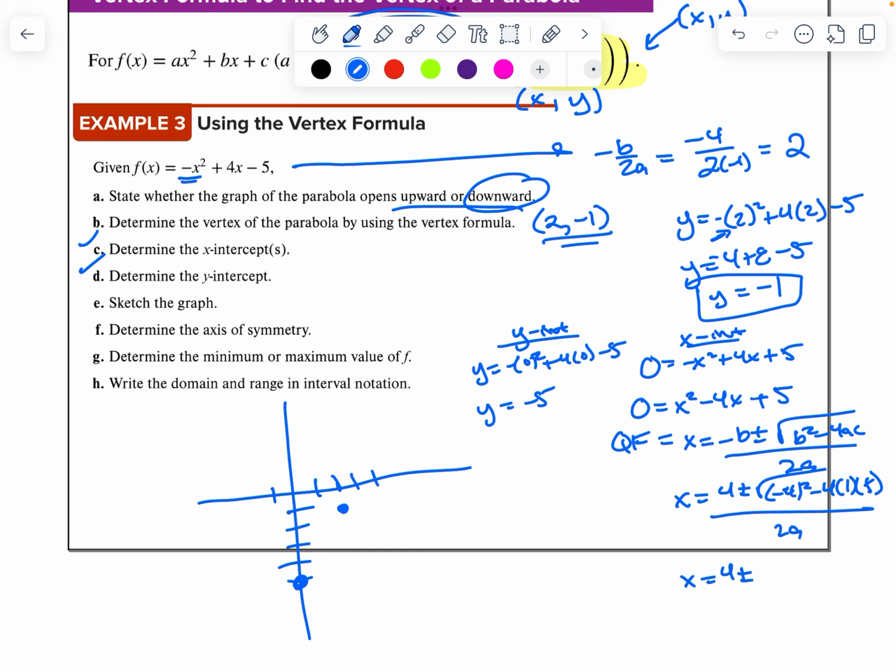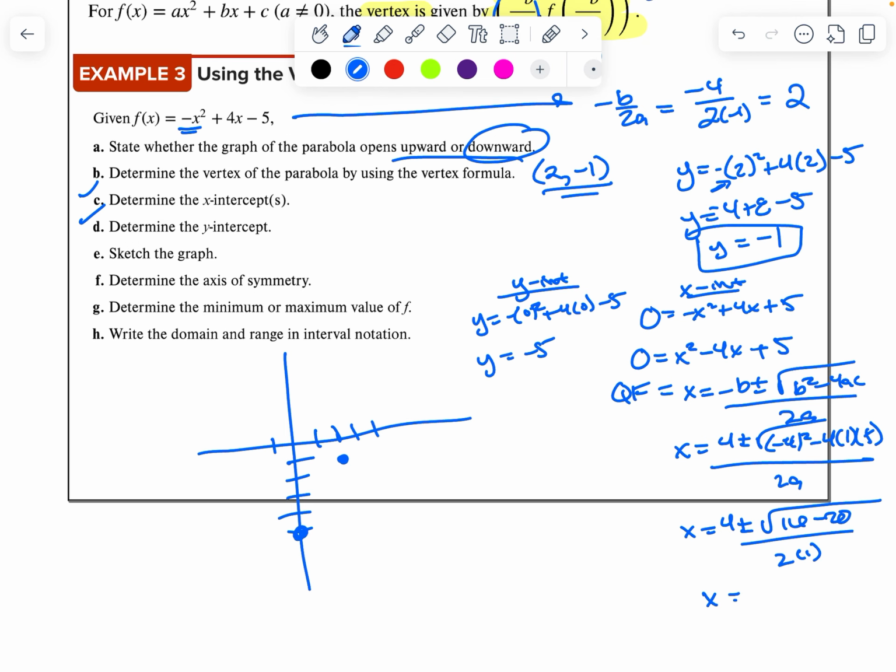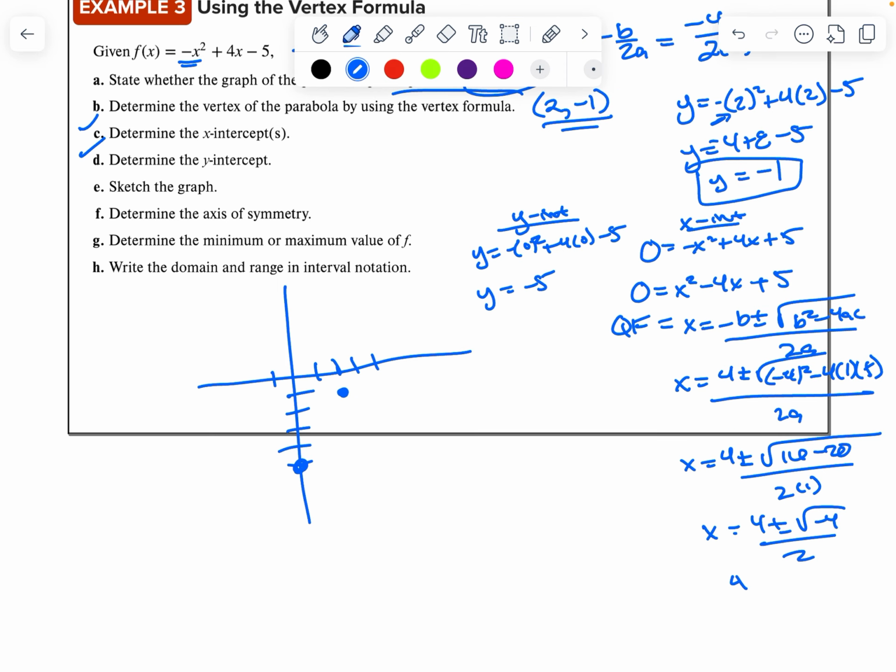All right, we have some bad news coming. X equals 4 plus or minus the square root of negative 4 over 2. So that would be x equals 4 plus or minus 2i over 2. And the problem is these x-intercepts, we cannot graph them. There's no way to graph those. They just won't go on a graph because they're imaginary.